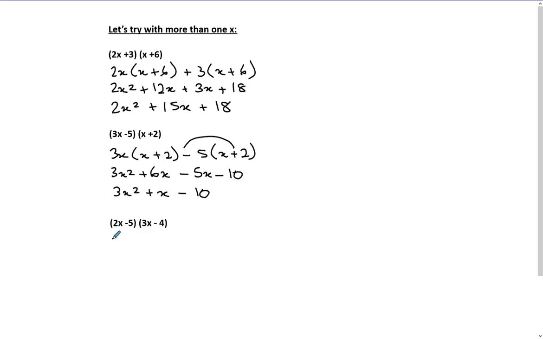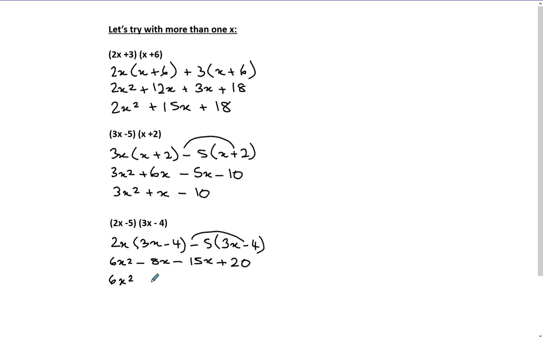And the final one, 2x times 3x minus 4, minus 5 times 3x minus 4. Expanding away, you get 6x squared minus 8x minus 15x. Minus times minus is positive. 5 times 4 is 20. And you get 6x squared, minus 8 minus 15 is minus 23x, plus 20.